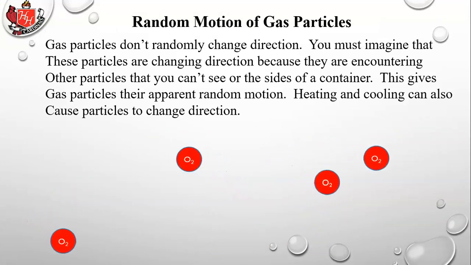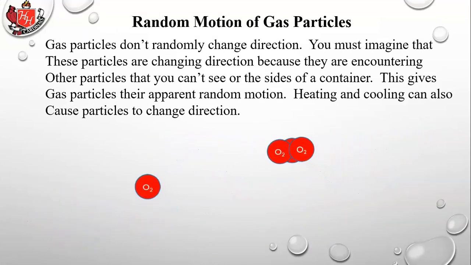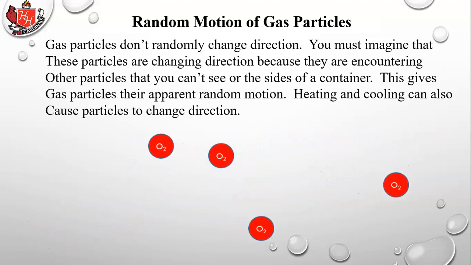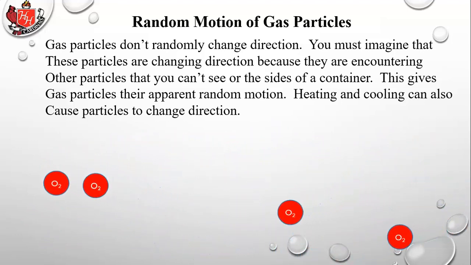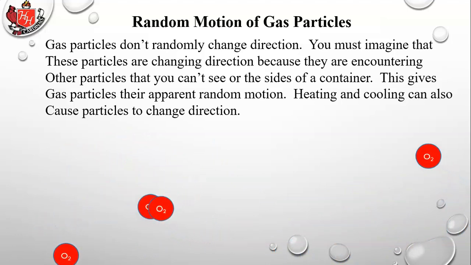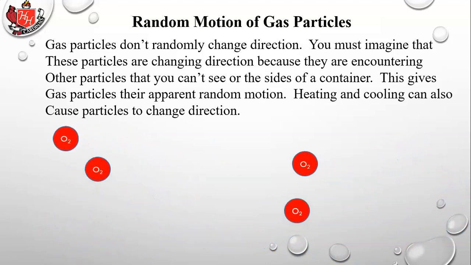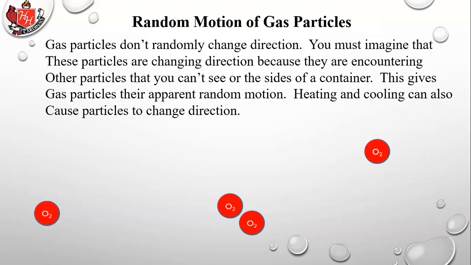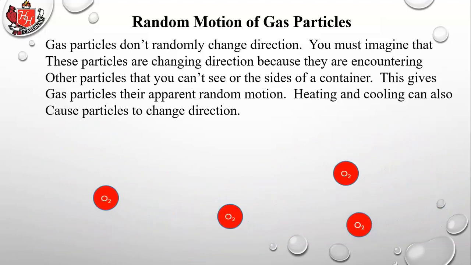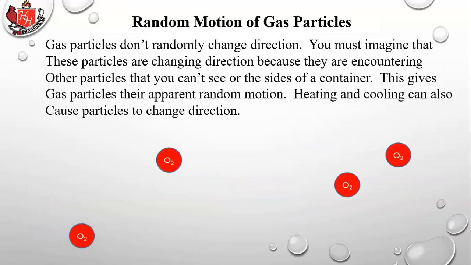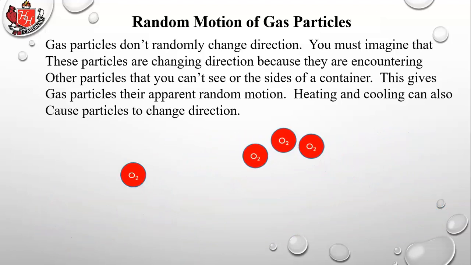Gas particles don't randomly change direction. They appear to be randomly moving around and changing directions, so you have to imagine that these particles are changing direction because they're encountering other particles that you can't see, or they're hitting the sides of a container. This gives gas particles their apparent random motion. Heating and cooling can also cause particles to change direction.